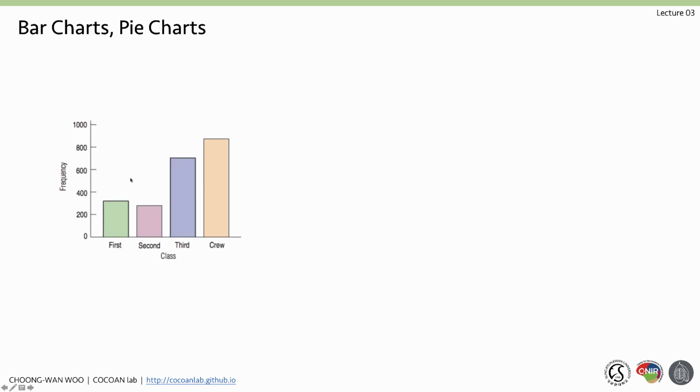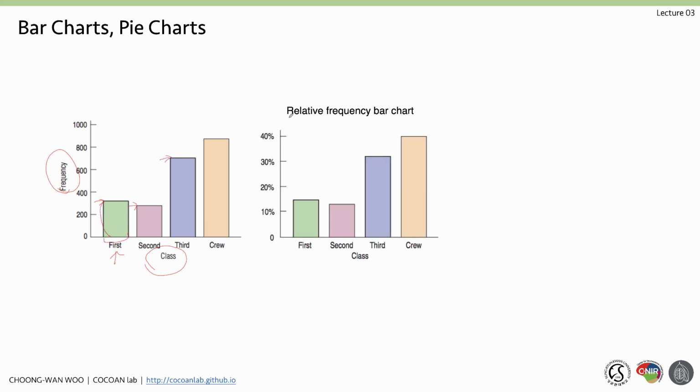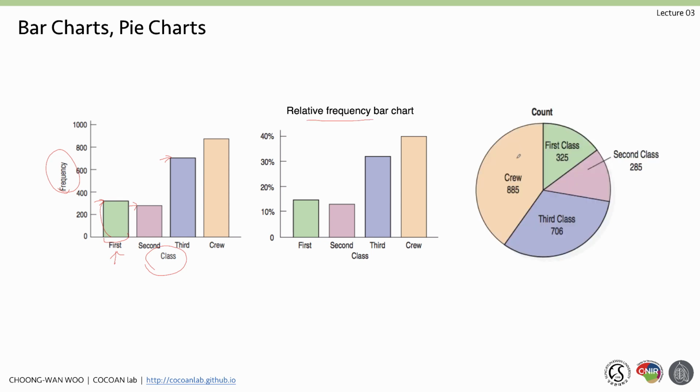For this type of data, you usually use bar plots. The y-axis here shows frequency, and the x-axis is classes: first, second, and so on, simply showing the values on the y-axis. This is the same, but heights are different. You can use relative frequency, or you can use this type of pie chart.